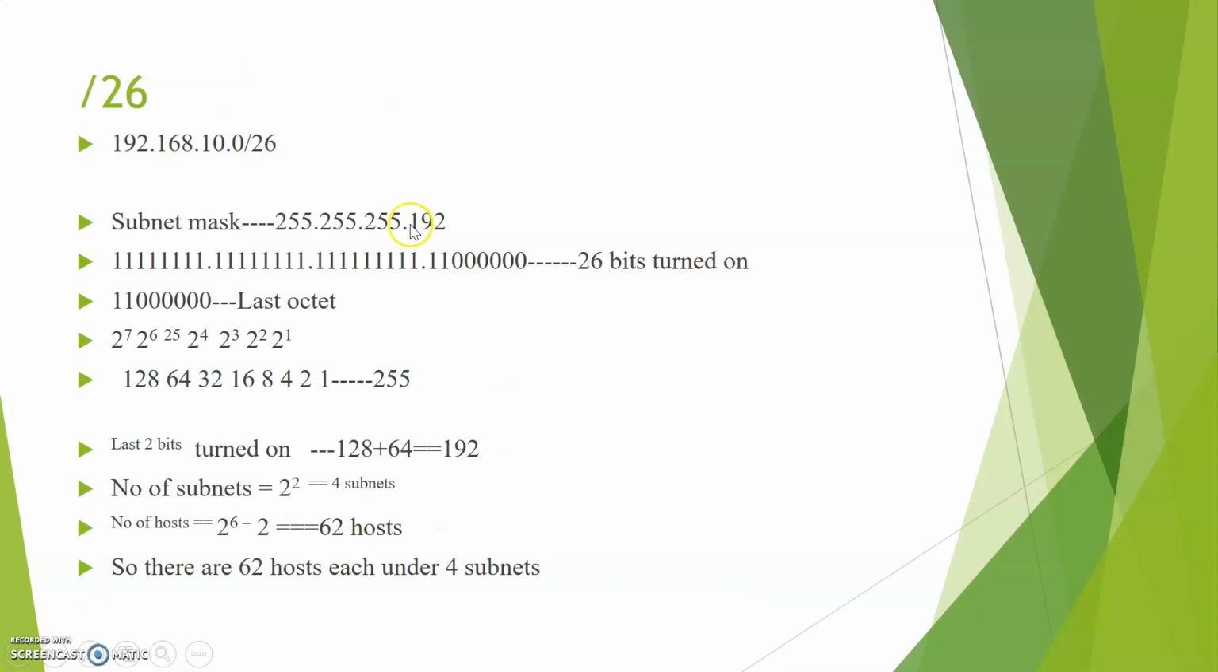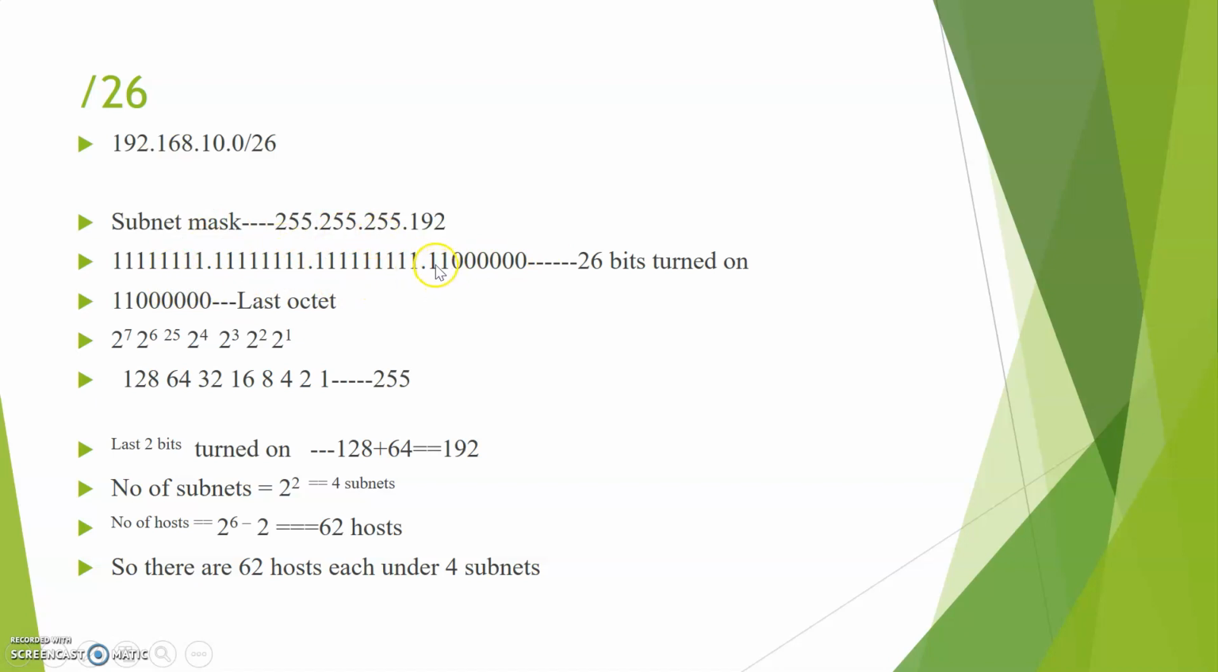So now let us see the /26 bit notation. In the same way, with /26, totally 26 bits are turned on. So it will come like that: 8, 8, 8 for 24 bits, and in the last octet 2 bits are on. So totally 26 bits are turned on. These bits are turned on as network bits and the remaining off bits are the host bits. So from this you have to write the subnet mask.